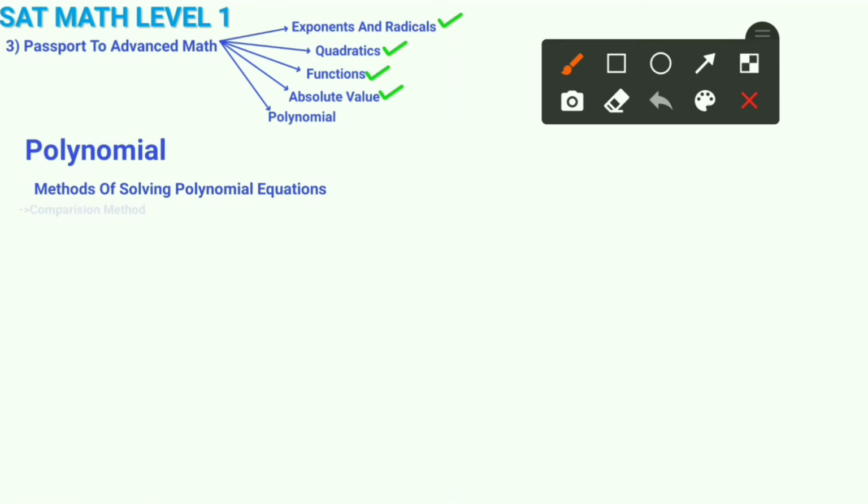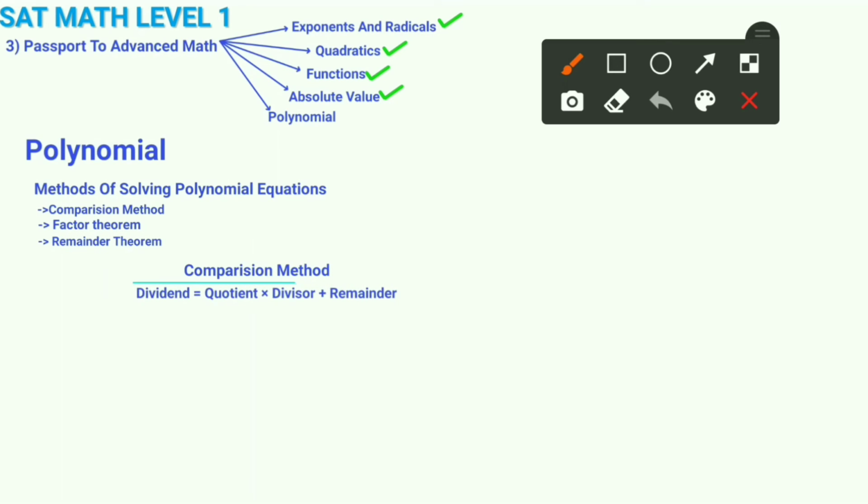Absolute value is done. Polynomial. Methods of solving polynomial equations: comparison method, factor theorem, remainder theorem. Comparison method is my favorite, that's why I would recommend you use this one.